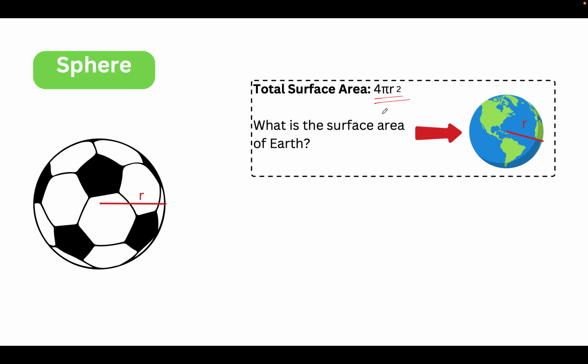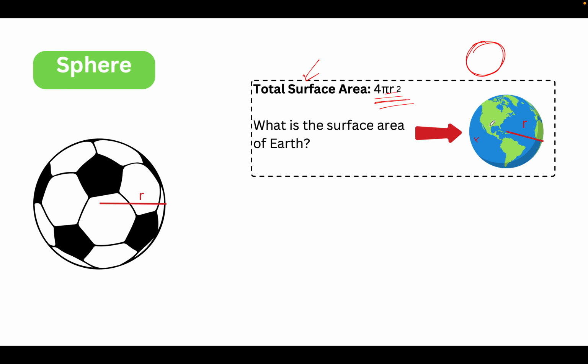So this is the total surface area of a sphere, and why do we need to learn the total surface area of a sphere? If we have land on the surface of the earth, and there is no water on the surface of the earth, to find the total area of land of the earth we will use this formula, pi r square. So that is why we need to learn about the total surface area of a sphere.